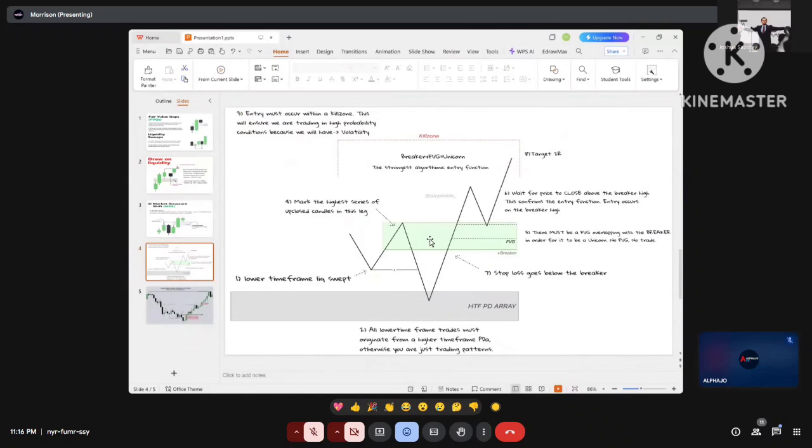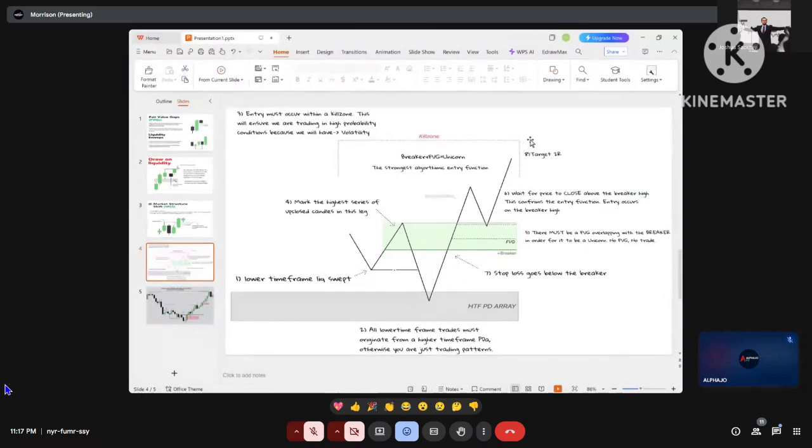So what we are saying here is that once you have identified your fair value gap, you are waiting for price to retrace into it, the higher time frame PDRA. PDRA means premium discount array. I hope you guys have talked about premium and discount in your previous lessons. Think of this rectangle here as a fair value gap. Now we are in an uptrend, and this is the fair value gap that you are waiting for price to do what? Retrace into it and then move higher.